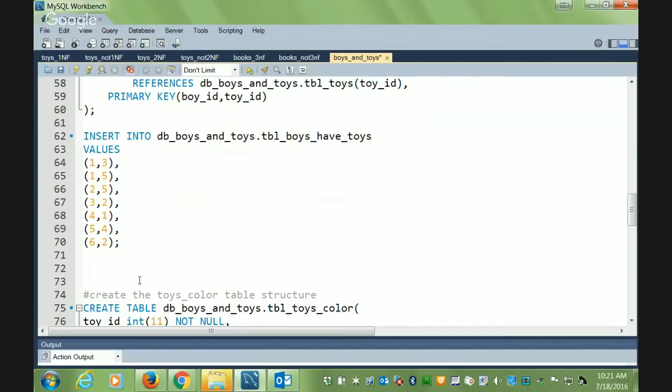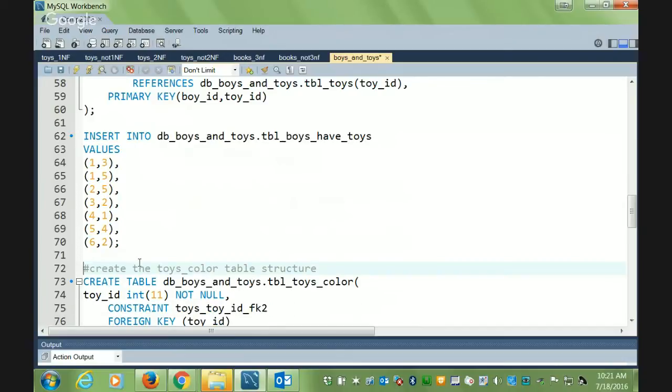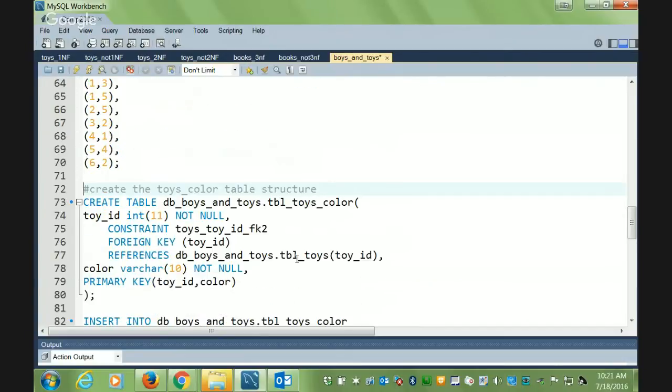Okay, now, just so that I could make it more complicated, I've also kept the color of the toy, right? I didn't combine it. Each toy can have more than one color. So this is a toys color table where I'm keeping the toy ID and the color in which it is available. Again, toy ID is a foreign key, picking its value from TBL toys, and this is just a normal field.